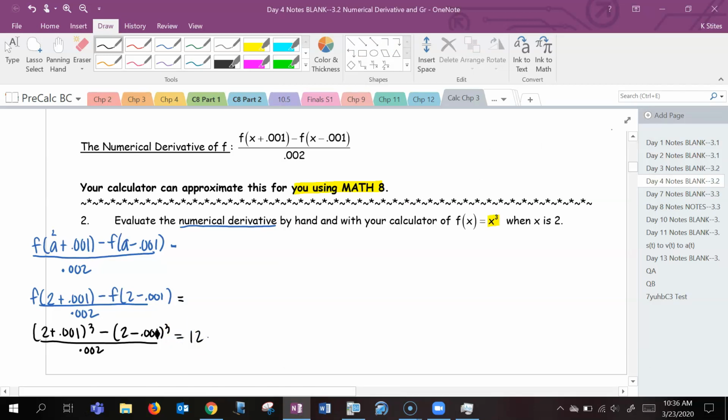Or essentially a 12, right? Okay, I'm just putting 12. So now, that was fun and everything, but let me show you how to do that with your calculator.